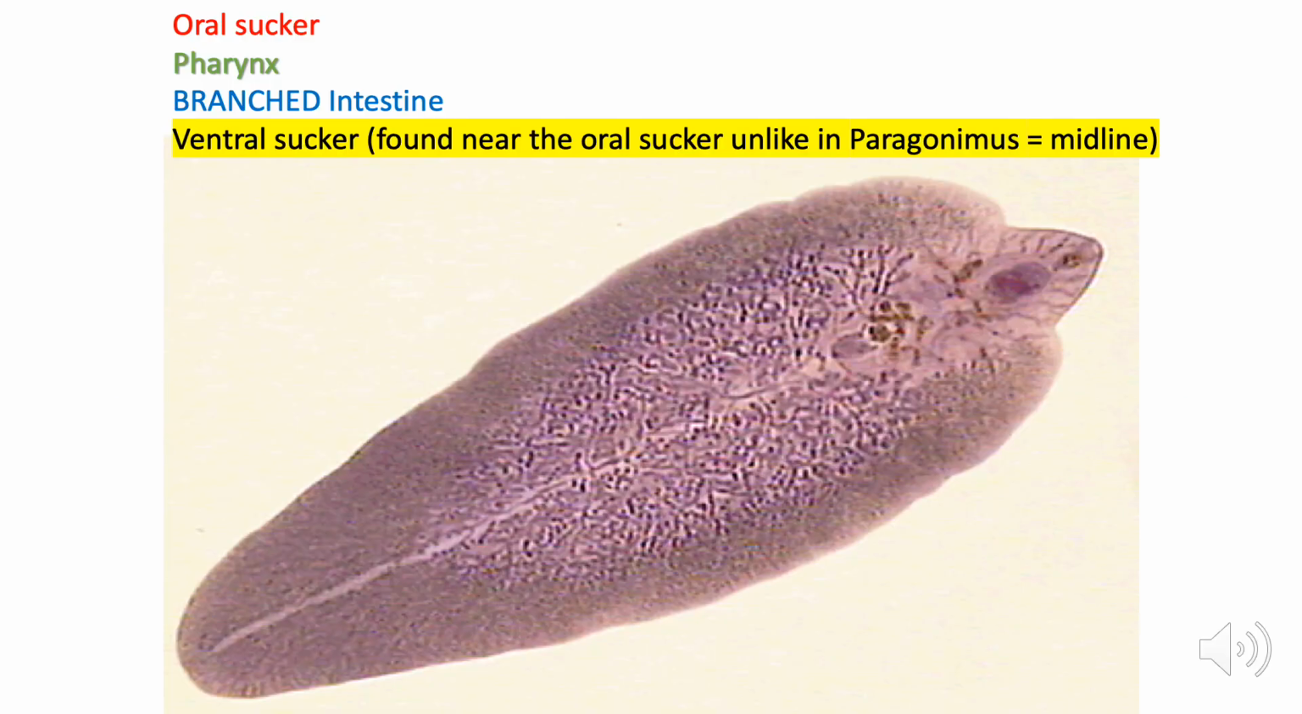Now, let's try to label the parts of Fasciola species. This is the oral sucker, and this is the pharynx, and this is its intestine. Please do appreciate that the intestine is highly branched, which is very different from the simple and unbranched intestines of the other trematodes. And this is the ventral sucker, which is located near the oral sucker.